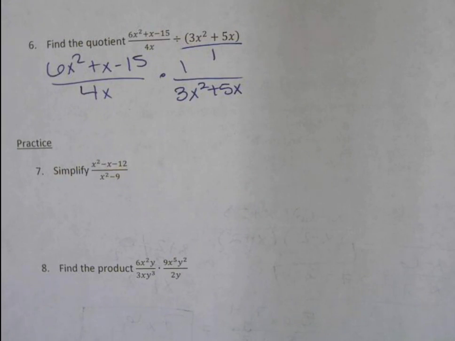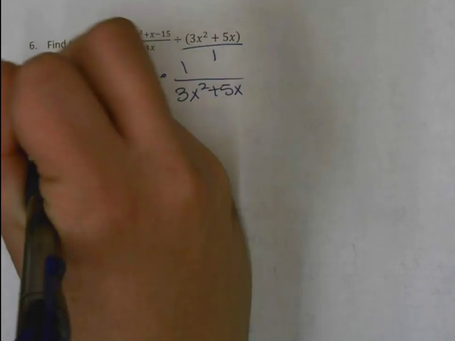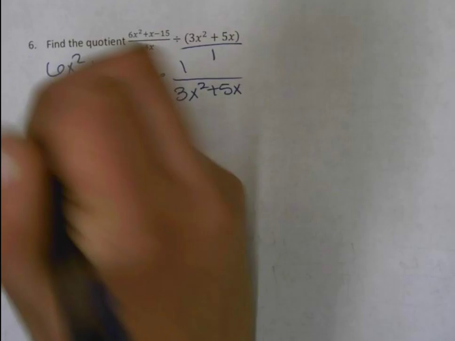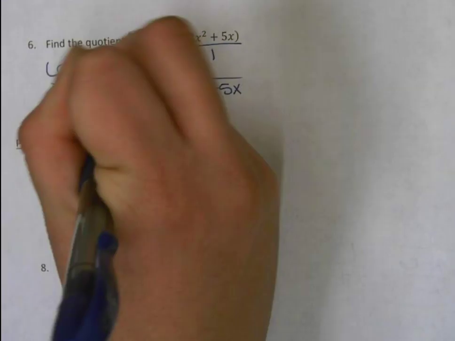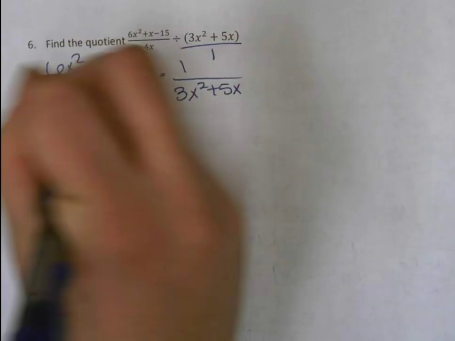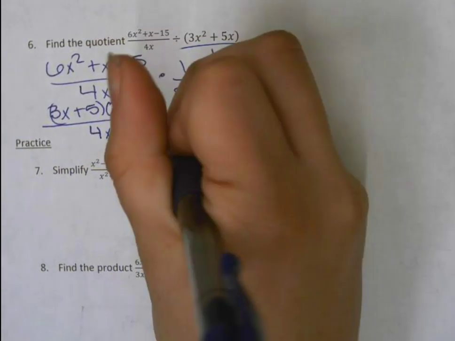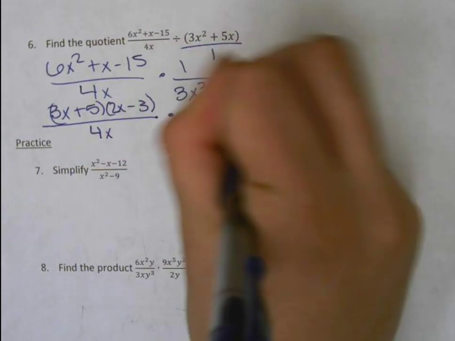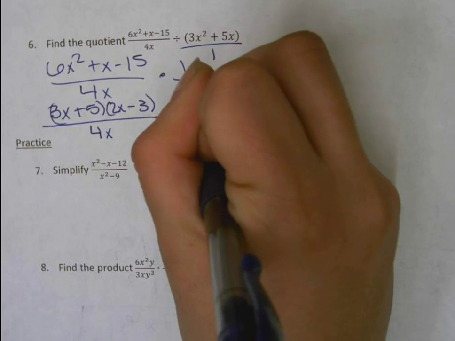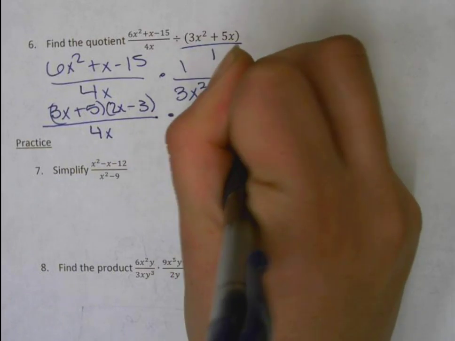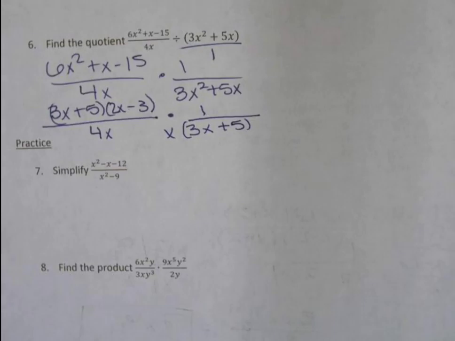Okay. On the top one, this is going to factor to 3x plus 5 times 2x minus 3. And then the bottom doesn't need a factor. On the second one, I get 3x plus 5 and then x on the outside. I factored it.